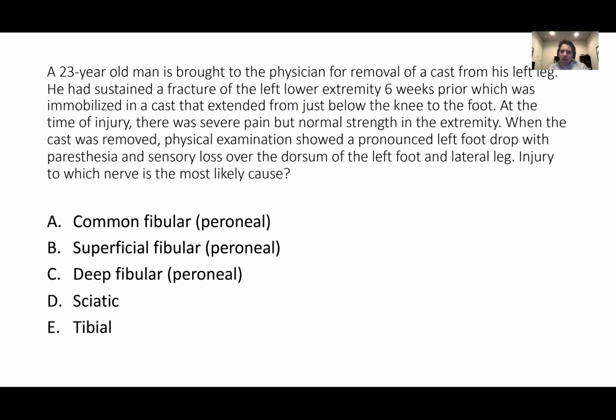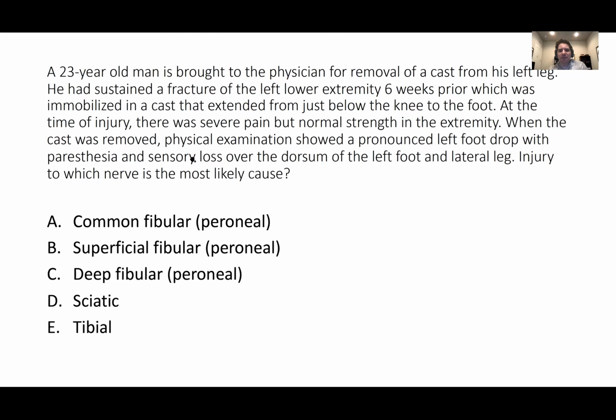Okay, so this is a tricky question. We need to find out some data here, because remember, we have to find the proximal point that includes all of the components, all of the symptoms. I put this on here for a reason because it's a good teaching point. So there's a pronounced left foot drop, right? That means the patient can't dorsiflex the foot. That's going to be your deep fibular nerve, so we know that's included.